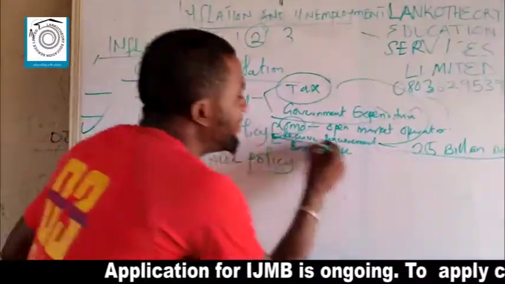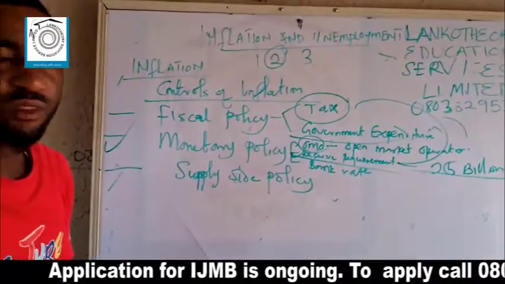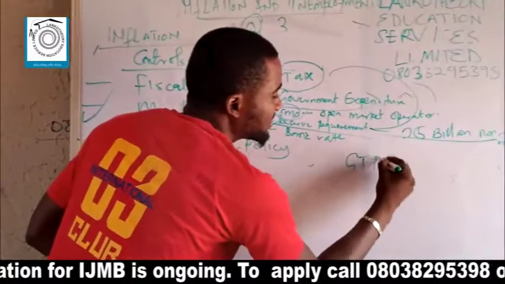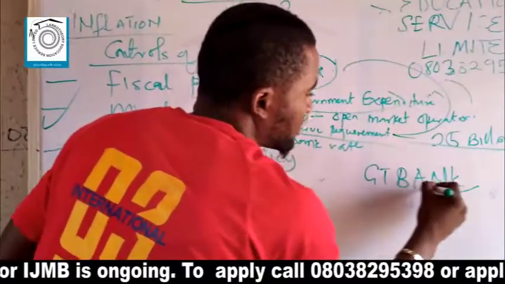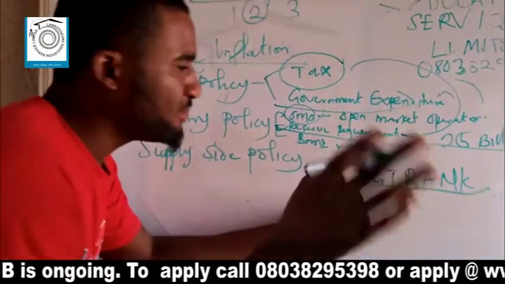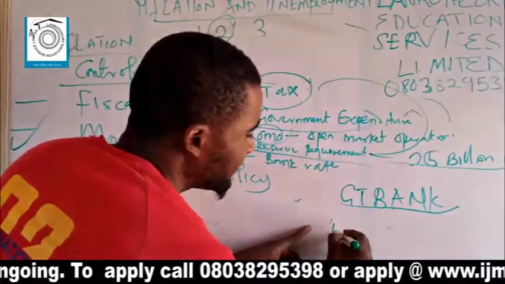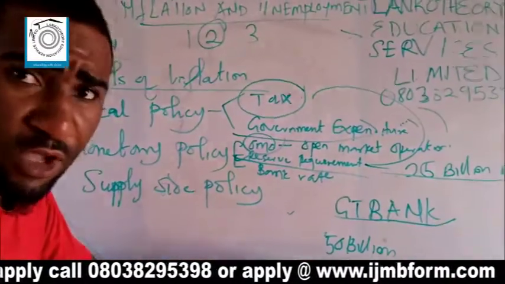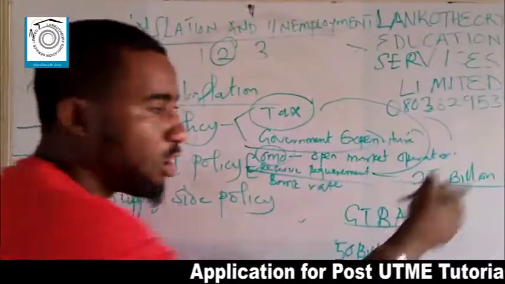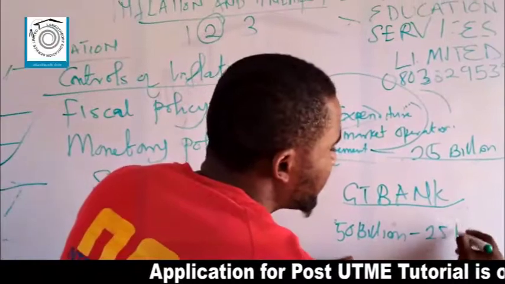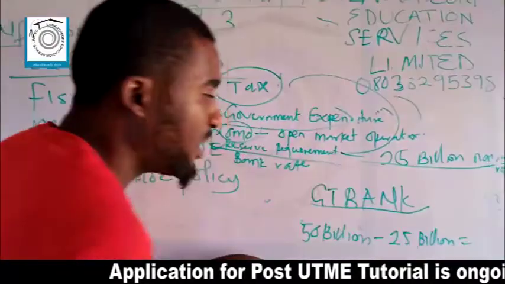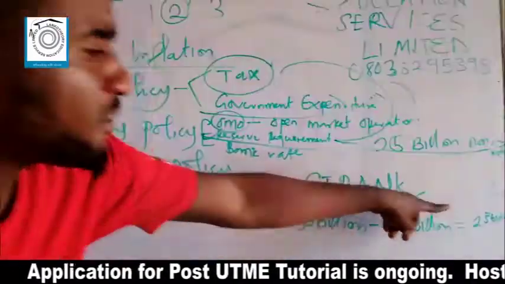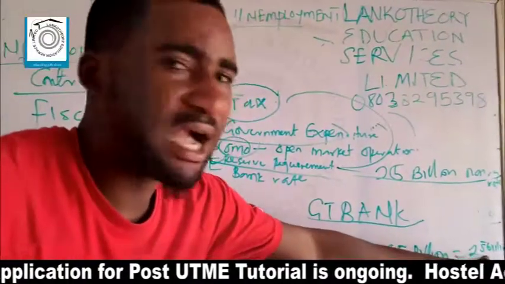So how can reserve requirements be used to control inflation? Let's use a hypothetical example. Let's take GT Bank for instance. Let's assume the total money with GT Bank is 50 billion naira. Out of this 50 billion naira, they are going to pay reserve requirements of 25 billion. That is minus 25 billion. So the money left at their disposal now is 25 billion. It is out of this 25 billion that they are going to be lending money out to the general public.